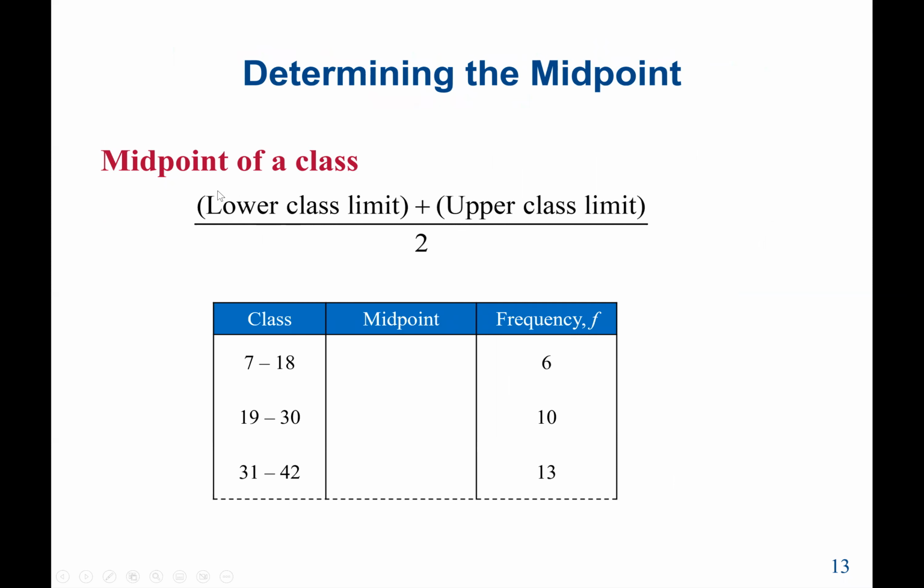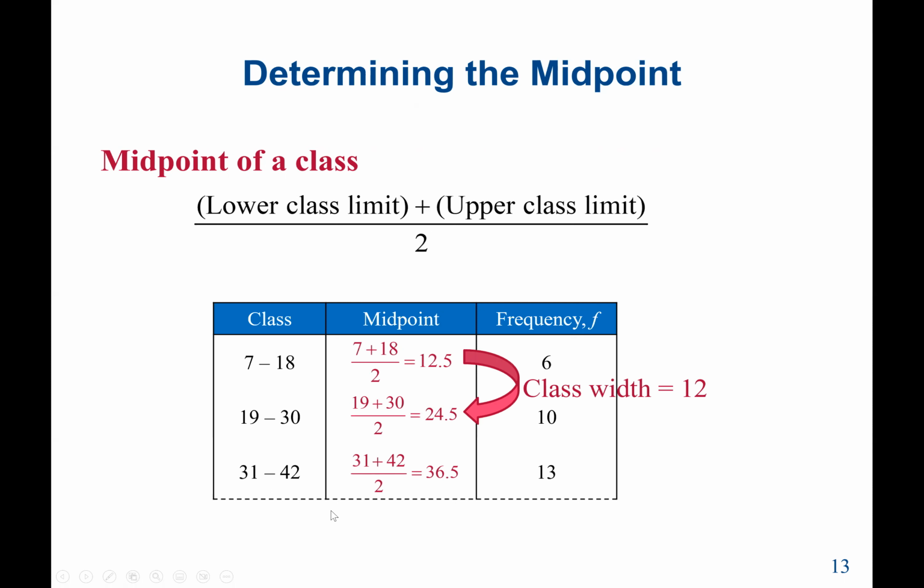So next, we learn how to find the midpoint of a class. A midpoint of a class is the lower class limit plus the upper class limit divided by 2. So it will be 7 plus 18 divided by 2. Then 19 plus 30 divided by 2, and 31 plus 42 divided by 2. So our midpoint of a class will be 12.5, 24.5, and 36.5.